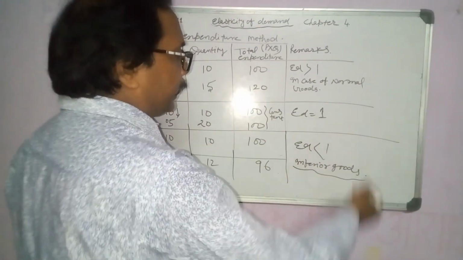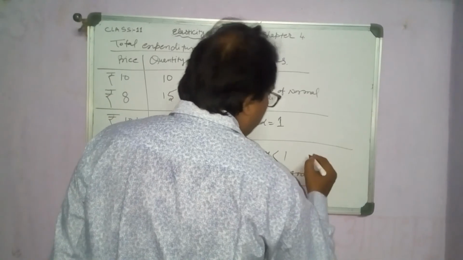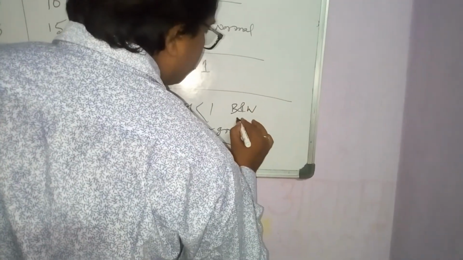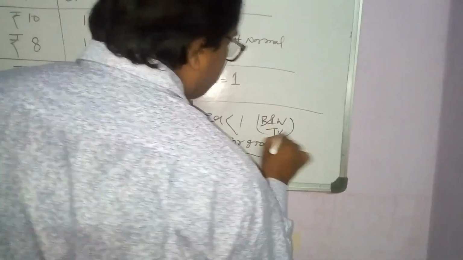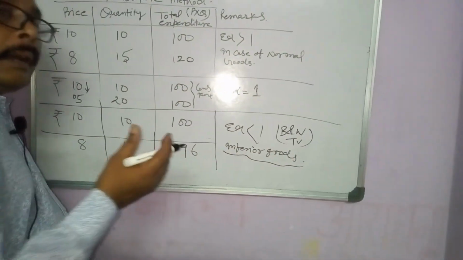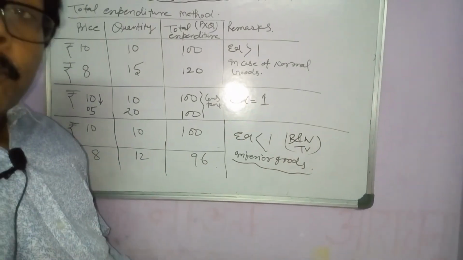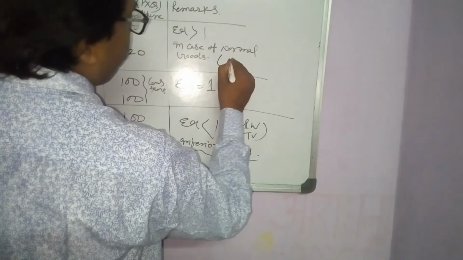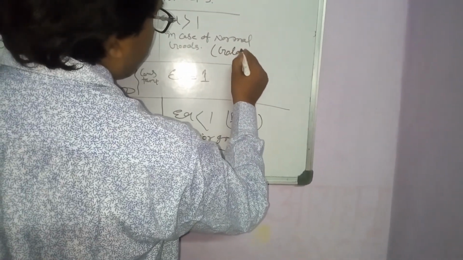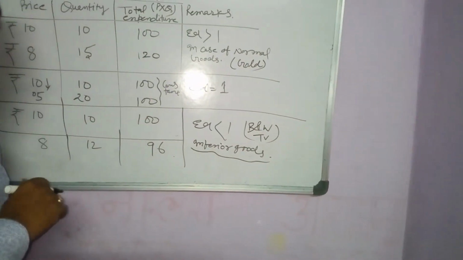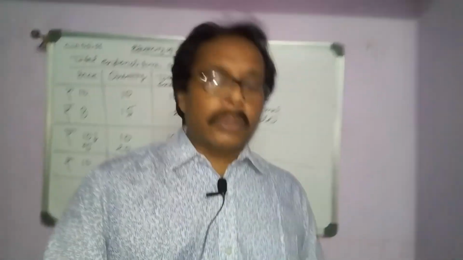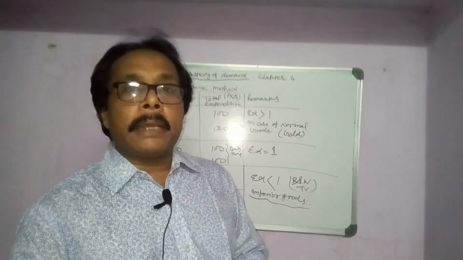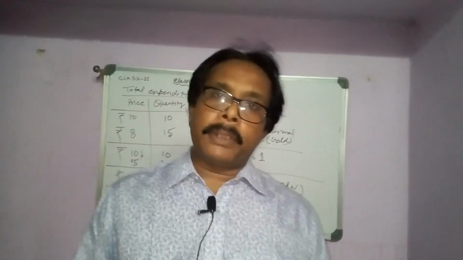And here we can take the example of a black and white TV. This is a good example. We can say cellular phones also are an example. And here we can take the example of gold or other precious metals. Is it clear? So in the next video we will see how we can measure it with the help of the geometric method. Thank you.